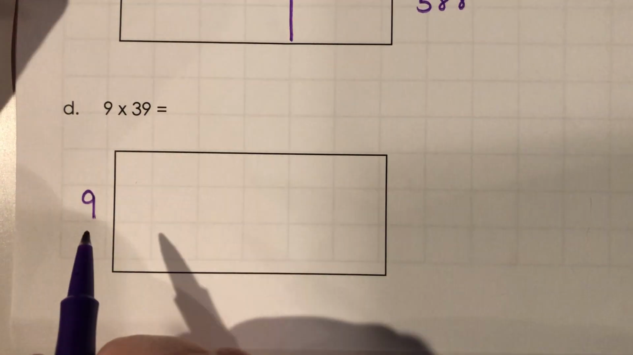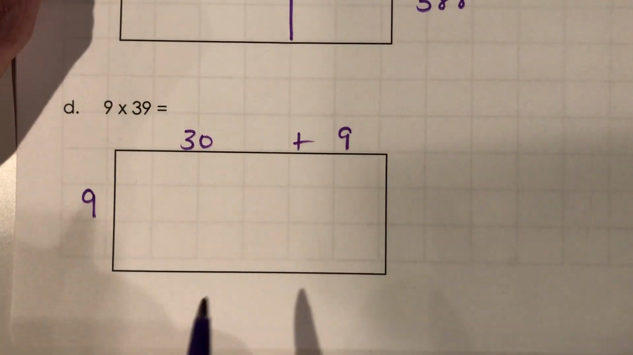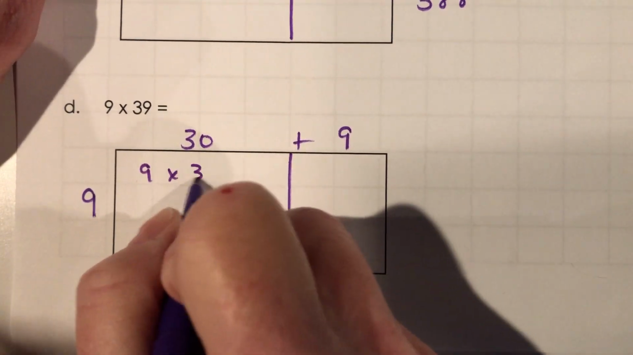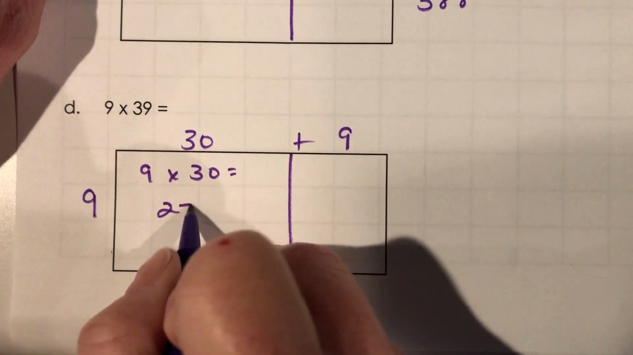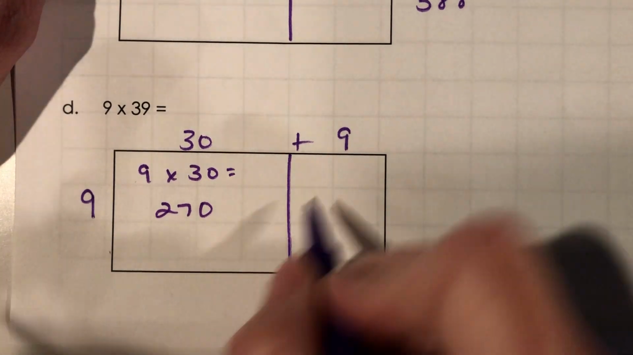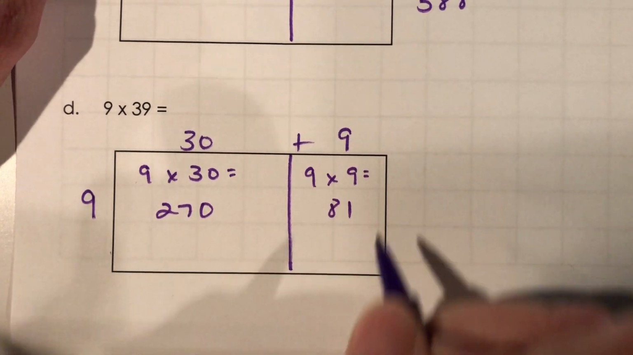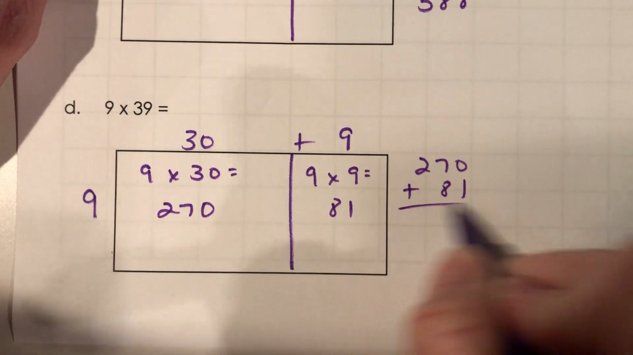I'm going to break up 39 into my tens and my ones. So I'd have 30 and then 9. And to find the area of this piece, I would take 9 times 30. And 9 times 3 is 27, multiplied by another 10 is 270. And this piece would be 9 times 9, which is 81. And now we need to add 270 plus 81.